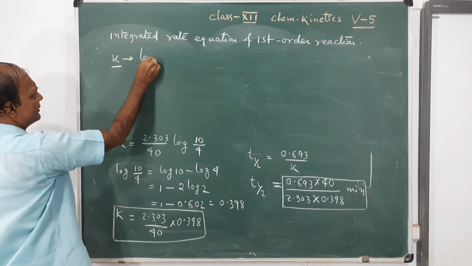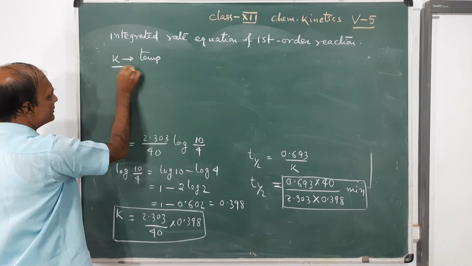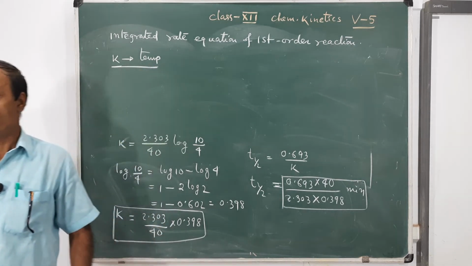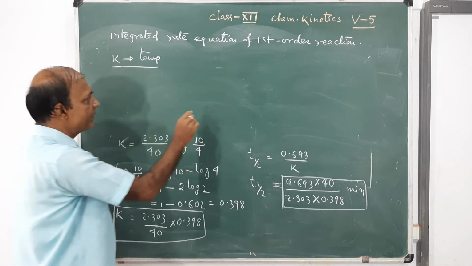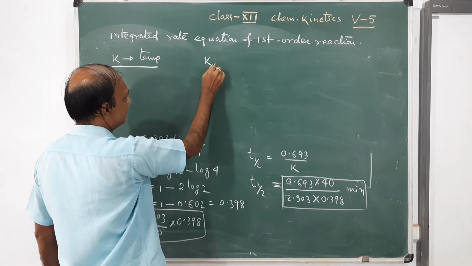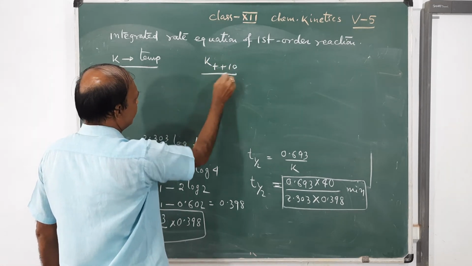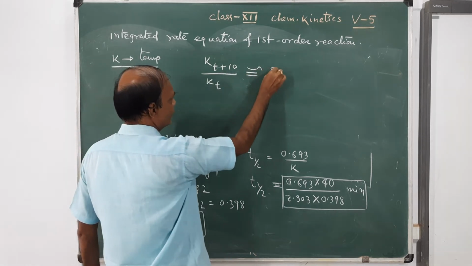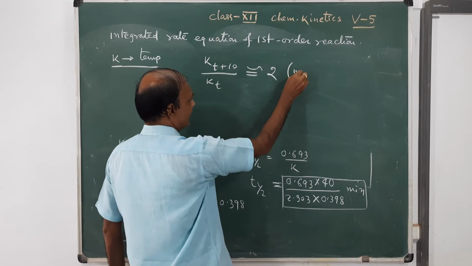Rate of a reaction depends upon temperature. Rate of a reaction is nearly doubled for every 10 degree rise in temperature. This is because the rate constant at T plus 10 divided by the rate constant at temperature T is nearly equal to 2 for most of the reactions.